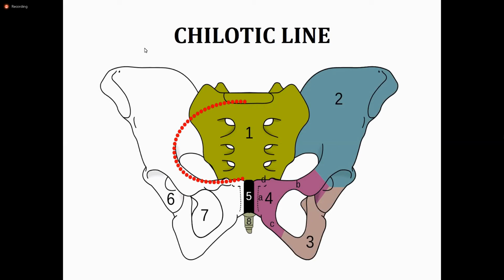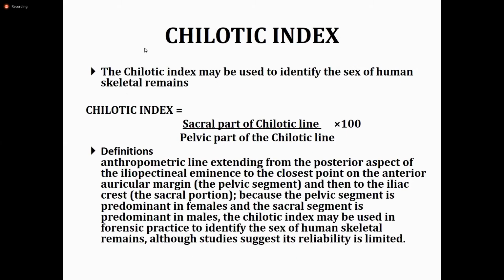Okay, that you can appreciate, and you can see how it goes, how it turns and how it goes first towards the ilium and then towards the sacrum. This is how this line is the measurement. And then again, I'll read the definition so you can well appreciate what it is. Okay, so this is the line extending from the posterior aspect of the iliopectineal eminence. This I've showed you just above 6-7 point, and then to the iliac crest, the sacral portion.